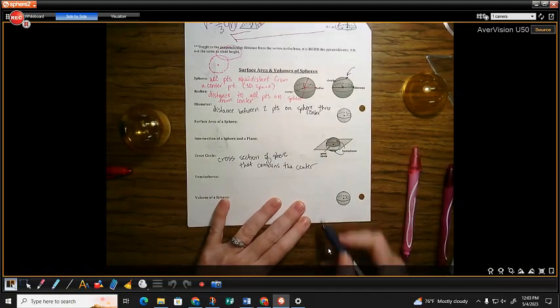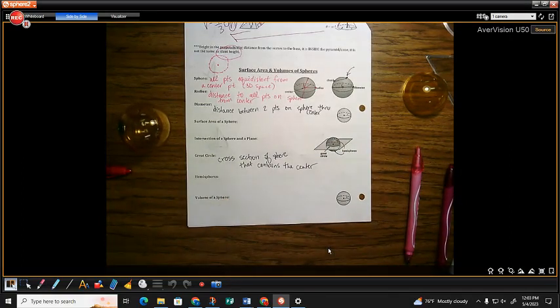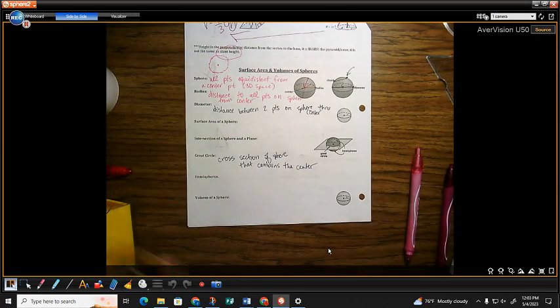So ta-da, just like in that picture. And guess what a great circle cuts the sphere into? Hemispheres. See? If you have a big ball and you cut it down the center, you get a hemisphere.